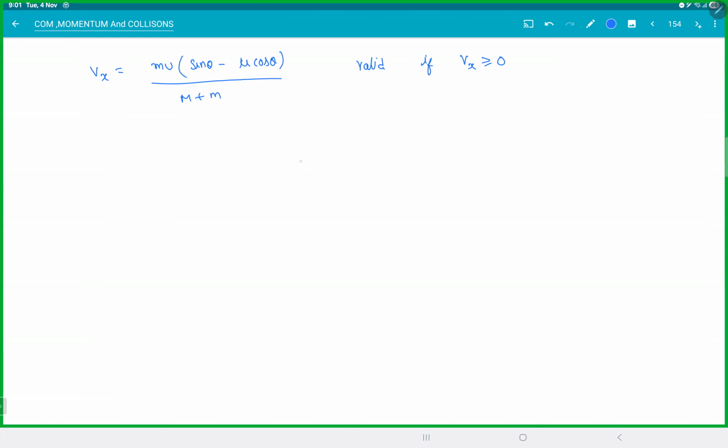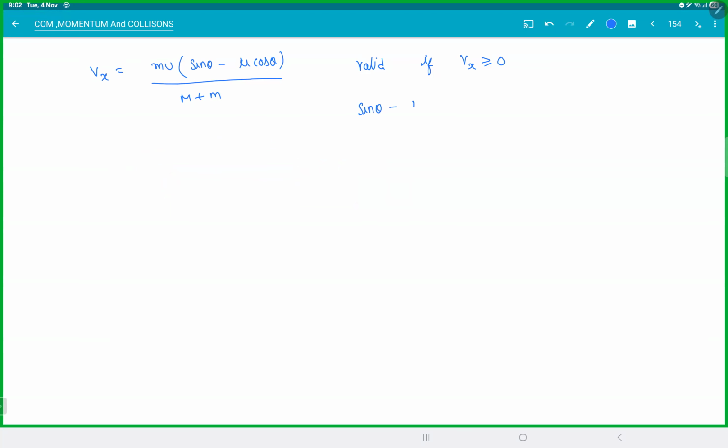If Vx is negative, you know what you're telling? The bullet is hitting the block like this and the block goes backward. Does it even make sense? You're getting the problem? If Vx becomes negative, means what? The block is not going front, it is coming back. So something went wrong.